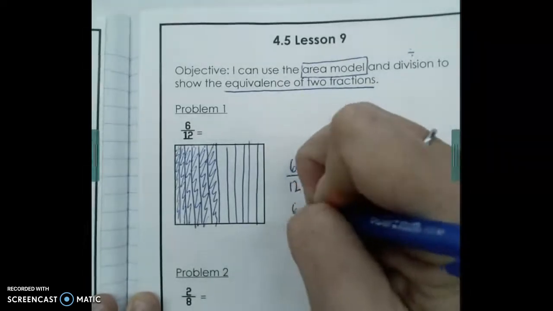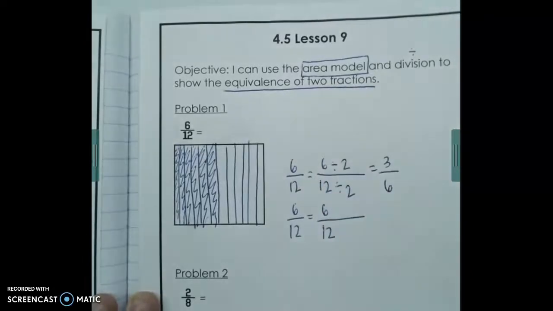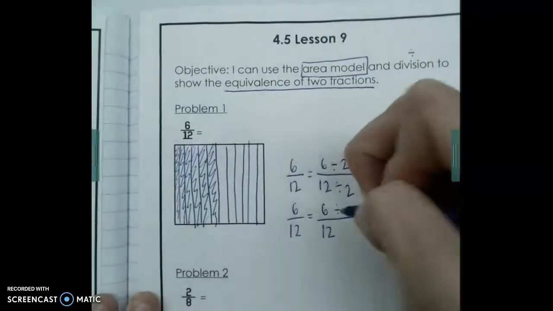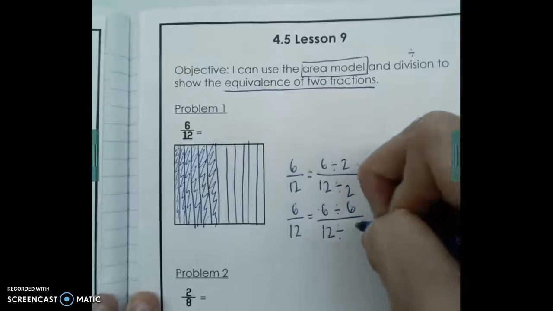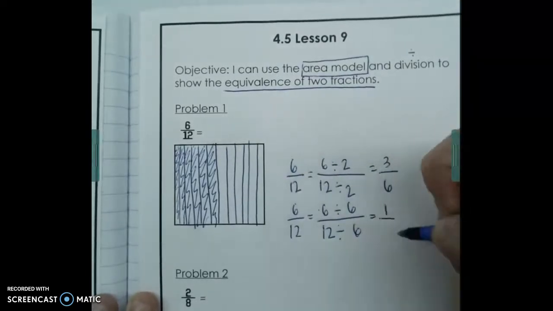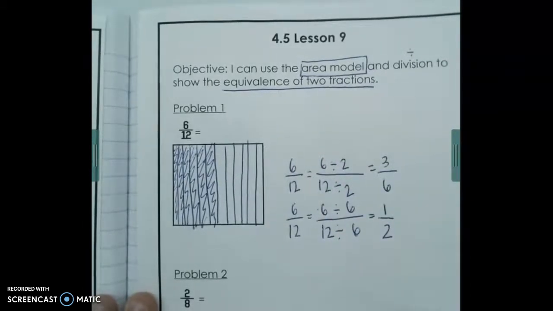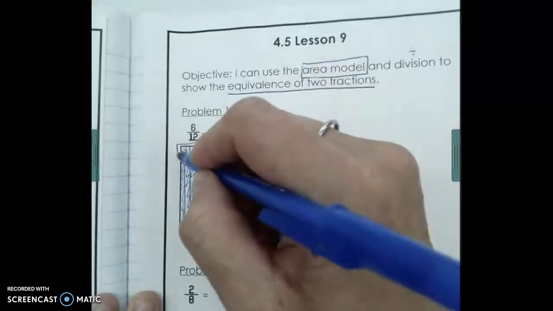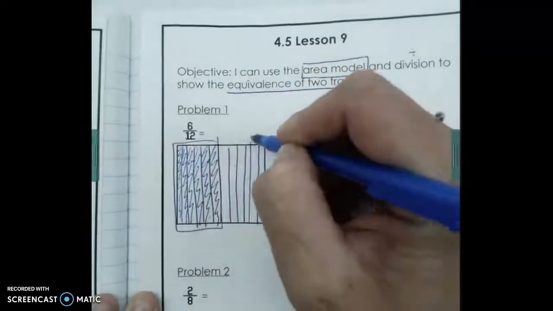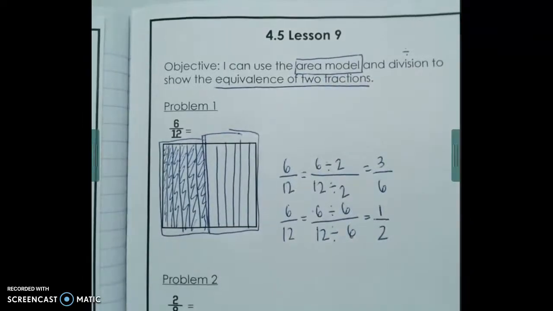Okay? Another number that we could take, what's another number that goes into 6 and 12? Something a little bit bigger. Well, I know 6 can go into 6, and I know 6 can go into 12. 6 divided by 6 would be 1. 12 divided by 6 would be 2. And then you can actually see right here that we have a half. Here's 6, and here's 6 that are not colored in. So it's the same thing as half of your square.